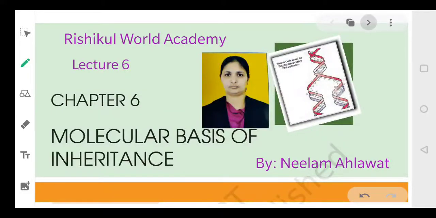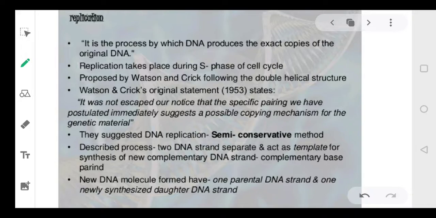So let's start, everyone. Now we see the replication is a process by which DNA produces the same copies of itself, right? And this occurs in the S phase of the cell cycle. We have talked about it yesterday, so a little bit of revision. Watson and Crick proposed the double helical structure of DNA, and in the same way they had written a statement.